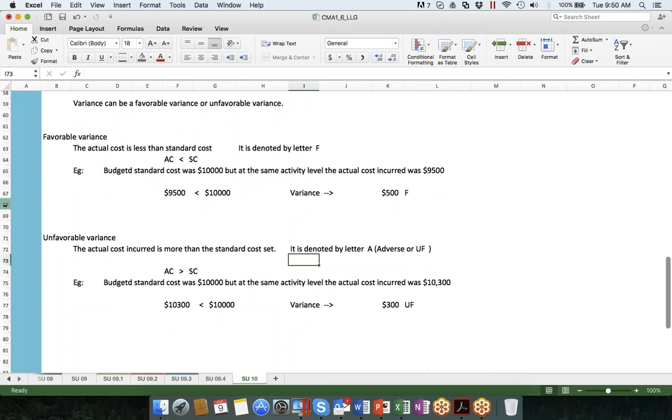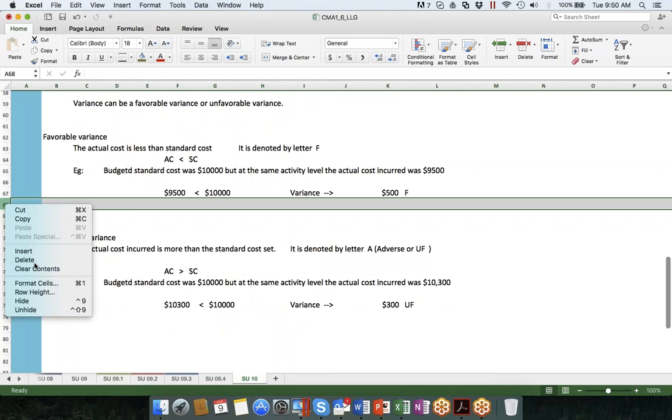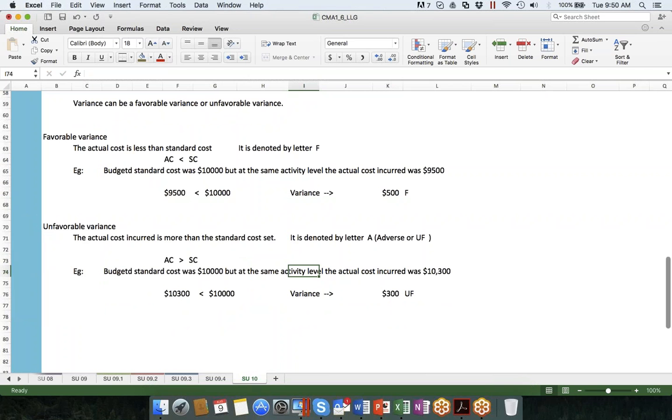So this is in the case of cost. In the case of revenues, it is the other way. Favorable variance takes place if the actual revenue is greater than the standard revenue, and unfavorable variance takes place if the actual revenue is less than the budgeted revenue. So it is the other way.